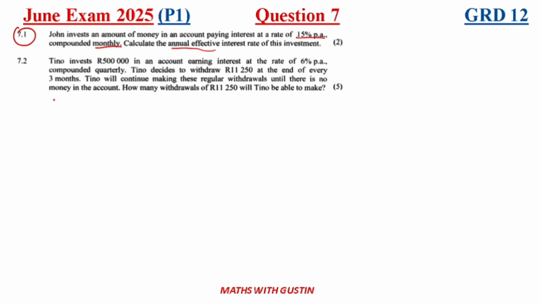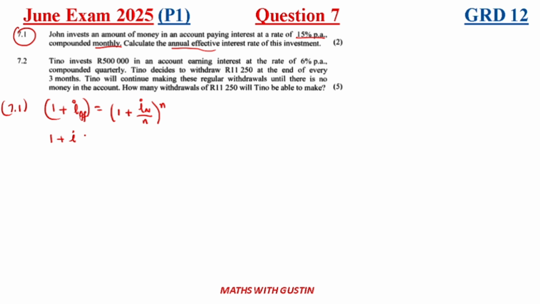Right, so we know the formulas. For 7.1, we know the formula that joins nominal interest and effective interest. So let's go: 1 plus the effective interest is equal to 1 plus the nominal interest all over n, to the power of n. So therefore we can substitute here.